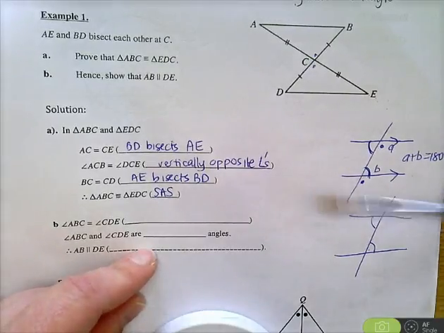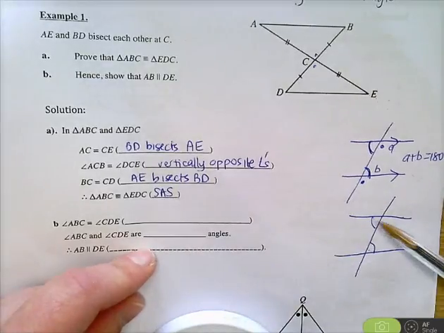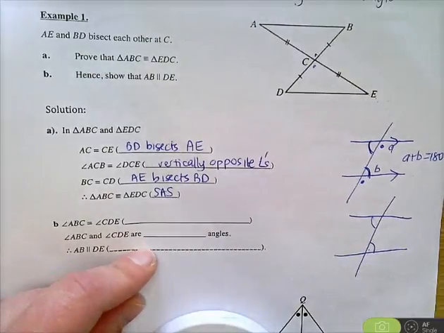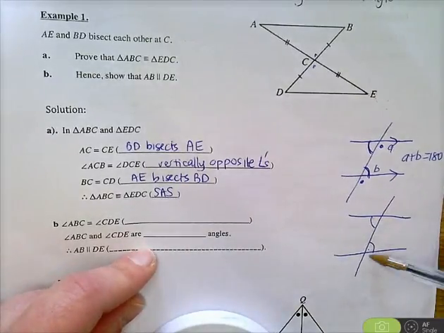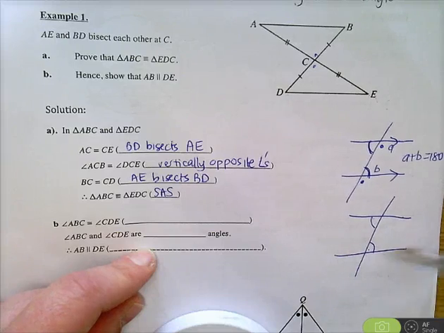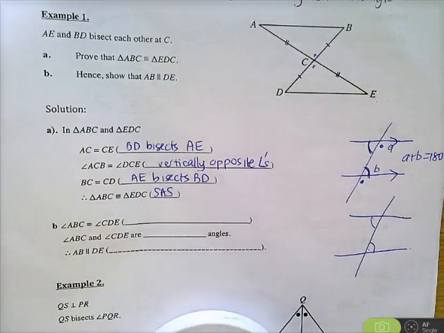Normally you're used to saying if these two lines are parallel, then alternate angles are equal. We're doing it the opposite way. If alternate angles are equal, then these two lines have to be parallel. And that's what we're doing here.